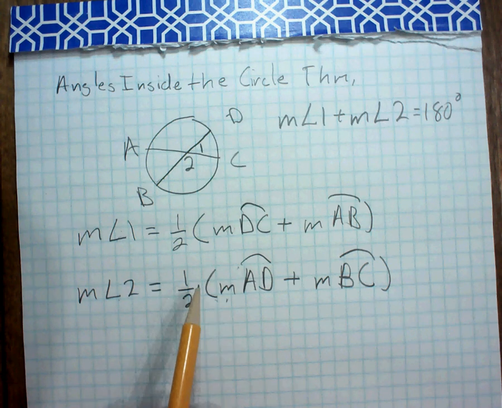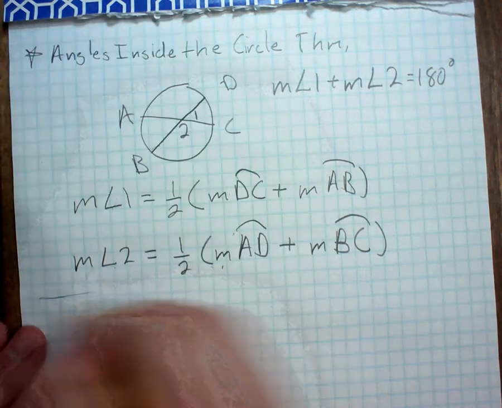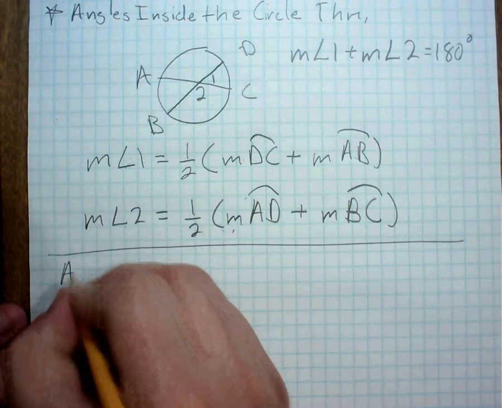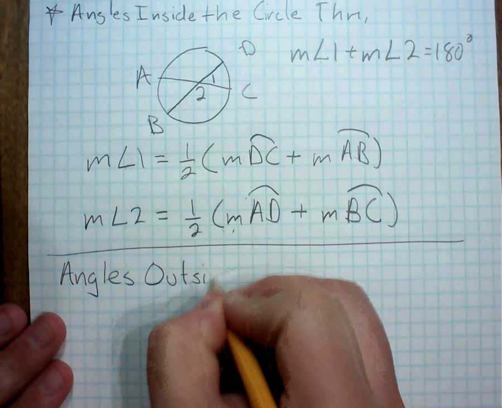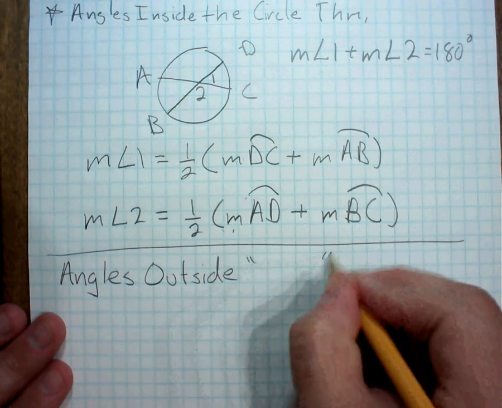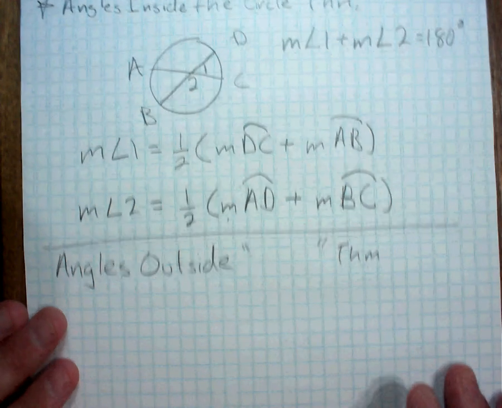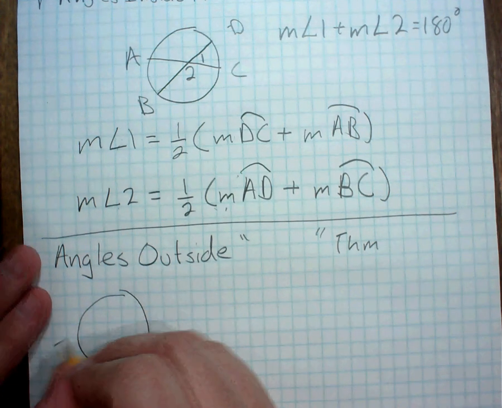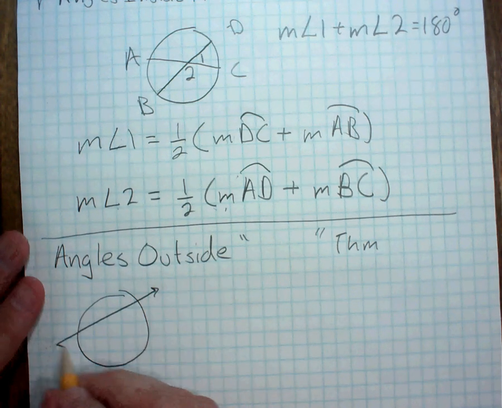Let's see, that's the one theorem, so just kind of hold on to that. That's one theorem. Then the other theorem is called the angles outside, and this is referring to circles. And so there's like three scenarios. One is if I have a circle that looks like this, and I have a line that goes through the circle, that intersects the circle, and then has a tangent.